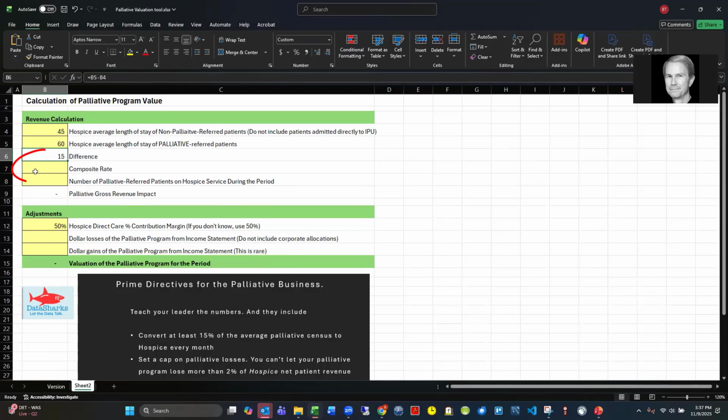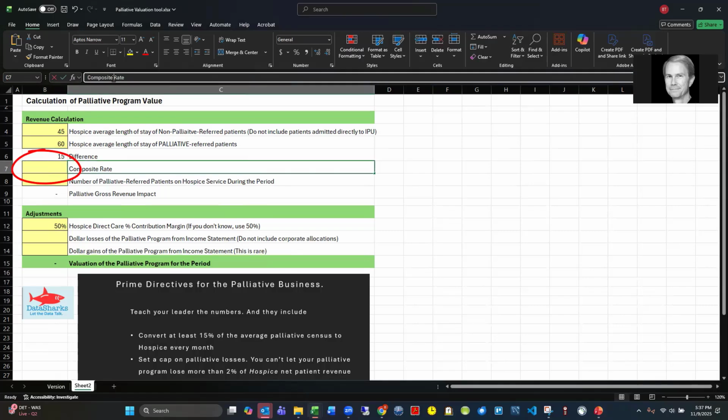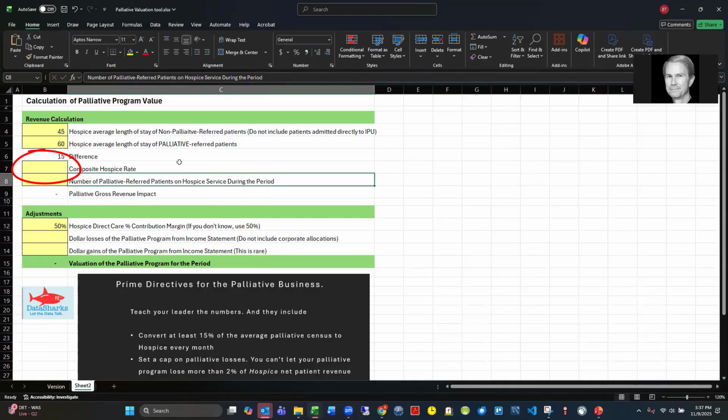Now, this cell, I want you to put in your composite rate. I should put composite hospice daily rate. That's what that is. By composite, for 60 days you get one amount, next 60 days you get a different amount. Well, depending on your mix, your composite rate is going to be somewhere between there. If you want to be precise, here's how you do it.